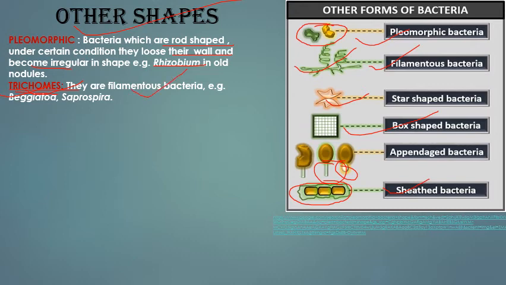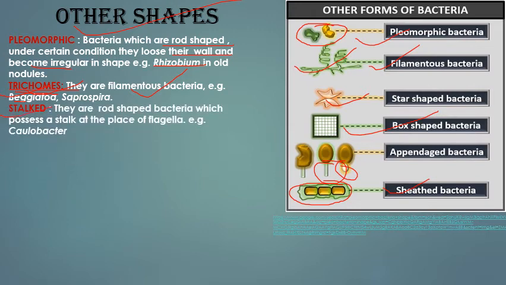Next is trichome. Or we can say filamentous. Trichome means hair-like structure. So filamentous bacteria ko bolte hain trichomes. We can say trichome-shaped bacteria. And example is Beggiatoa and Saprospira.